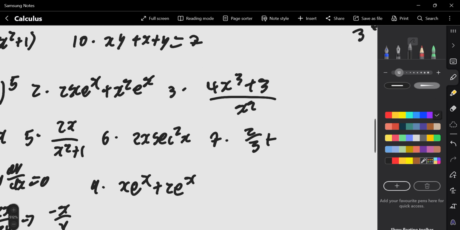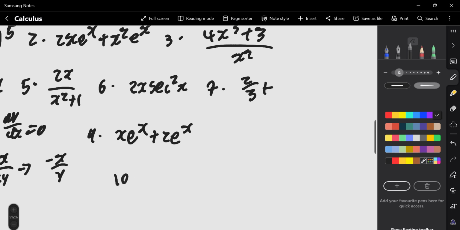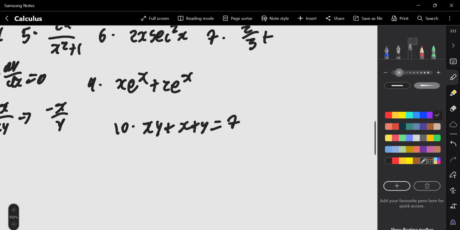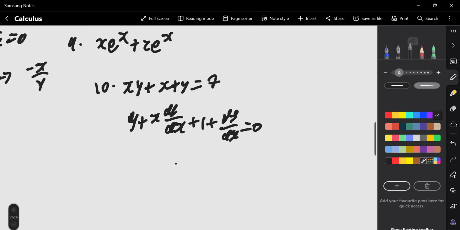Yep. And finally, xy plus x plus y equals 7. Let's do this here. x dy by dx. So y plus x dy by dx plus 1 plus dy by dx equals 0. So minus 1 minus y over x plus 1 equals dy by dx.